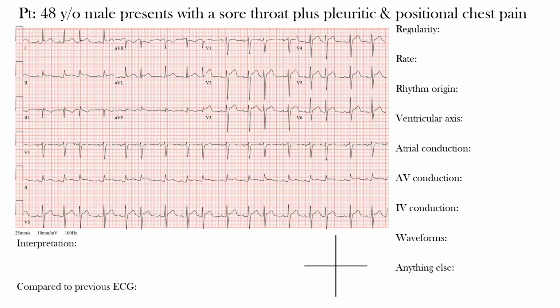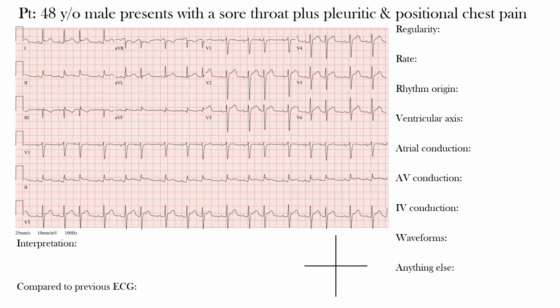Next, we have the heart rate, and this is where we simply want to determine what is the rate of this rhythm we're dealing with. Then we have to look at the rhythm origin. That is, where's the rhythm actually originating from within the heart? And then we have to determine the ventricular or QRS axis, which could help us with our differential diagnosis. Then we have the atrial, atrioventricular, and intraventricular conduction, looking at if there's any conduction abnormalities in any area of the heart. And then we have the waveforms, which would include all the waves, segments, and intervals.